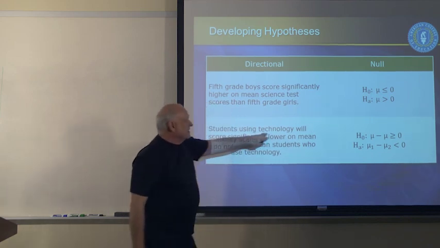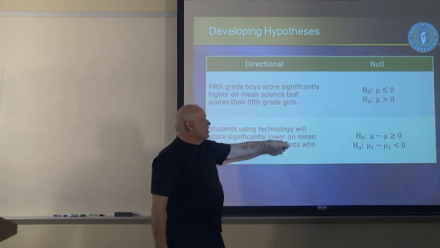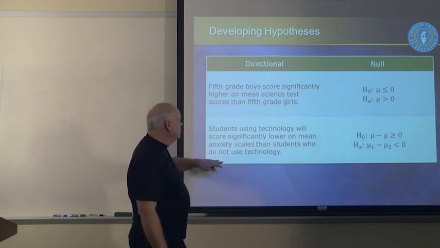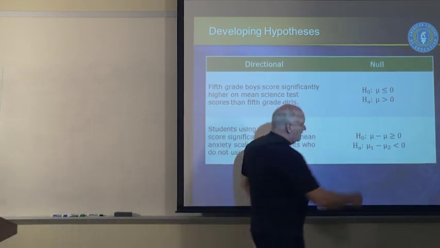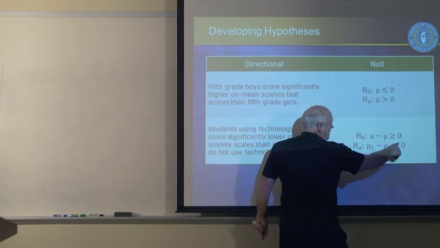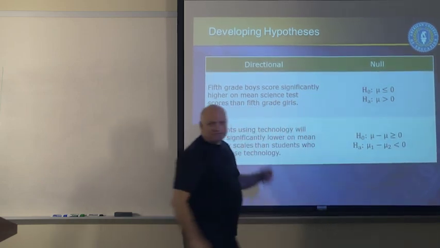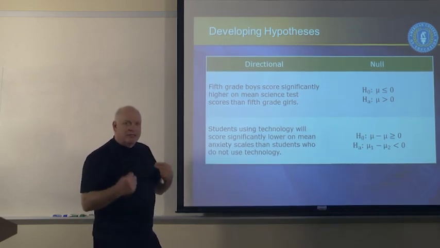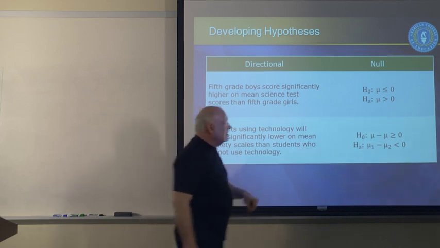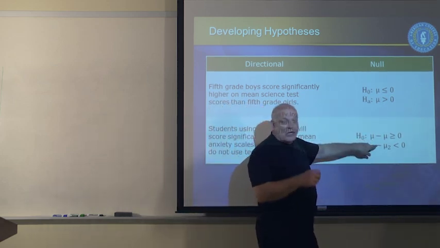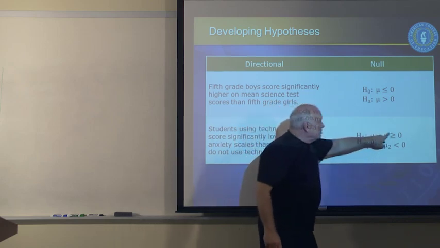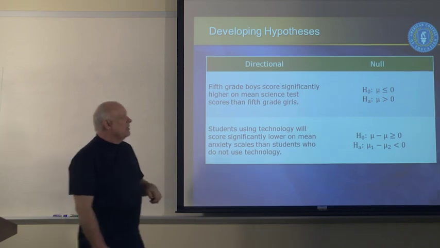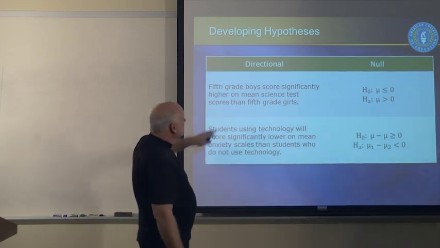Here, students using technology will score significantly lower on mean anxiety scales than students who do not. So again, the difference between the two, less than, points to the left end of the distribution. I'm going to be on the negative side. I have to be concerned with positive and negative numbers. Here, the null hypothesis is always equal to, and I change the top part to make it greater than or equal to, to make sure I cover all mathematical possibilities.